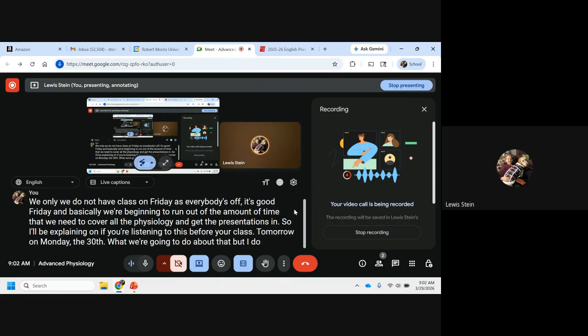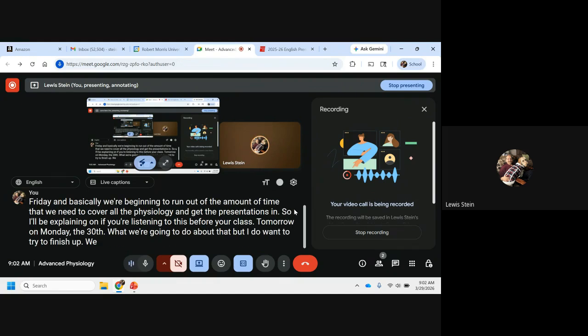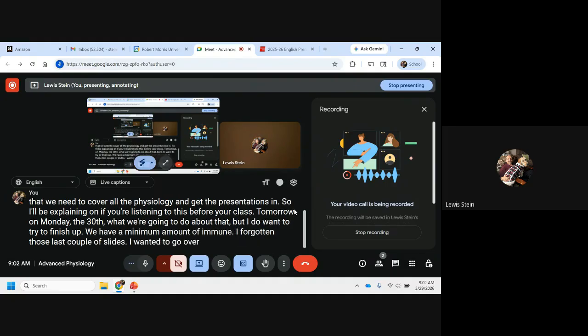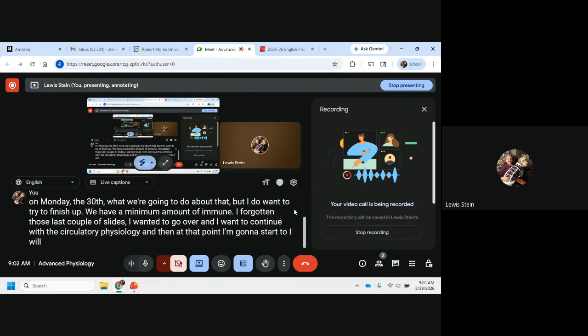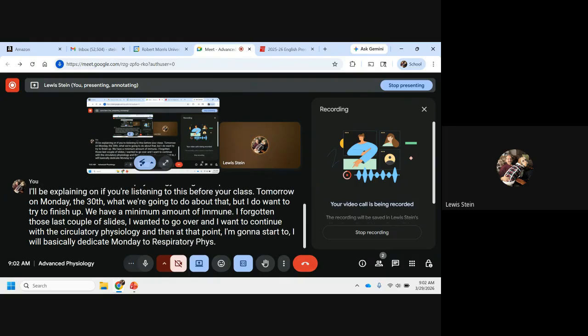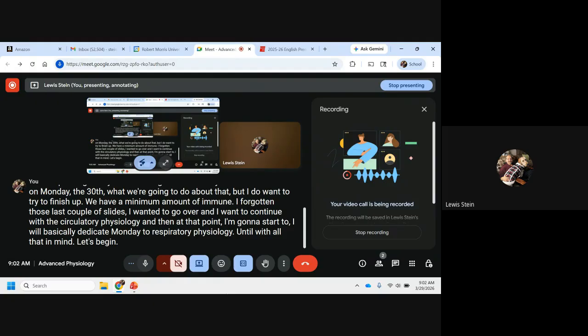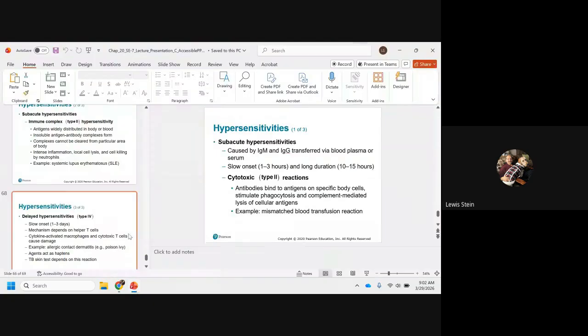But I did want to try to finish up. We have a minimal amount of immune. I've forgotten those last couple of slides I wanted to go over, and I want to continue with the circulatory physiology. And then at that point, I will basically dedicate Monday to respiratory physiology. And so, with all that in mind, let's begin. So I'll show you where we left off as I scroll over here. And this is basically the area.